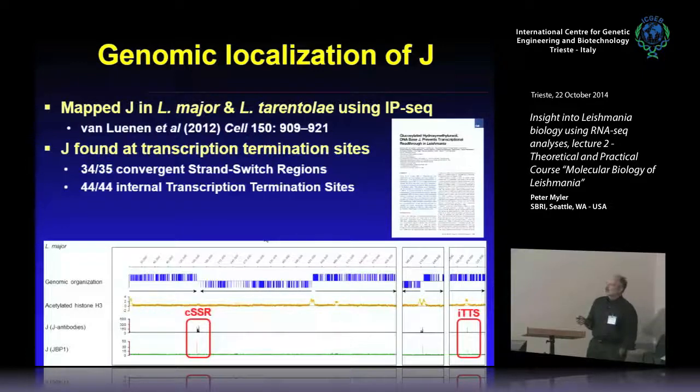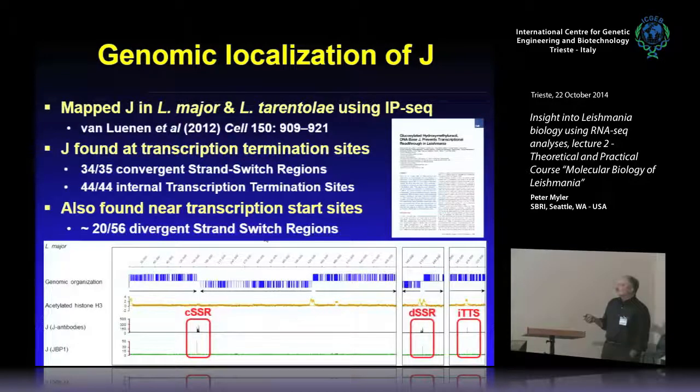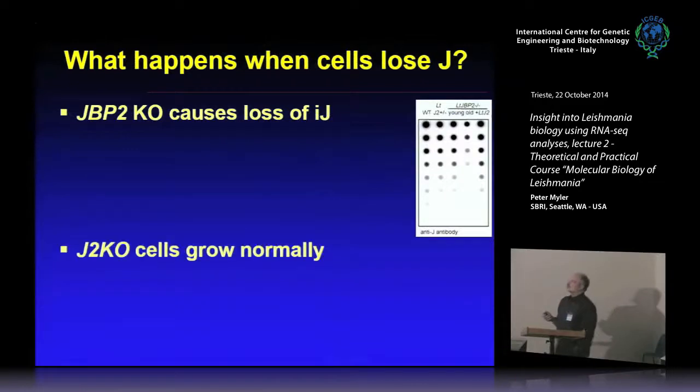And so all of the convergent strand switch regions, with one exception, had J peaks, and all of the internal transcription termination reinitiation sites had J peaks. About a third of the transcription start sites at divergent strand switch regions had J, but the other two-thirds didn't.